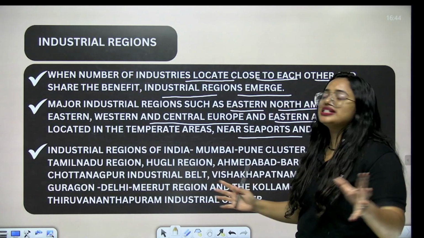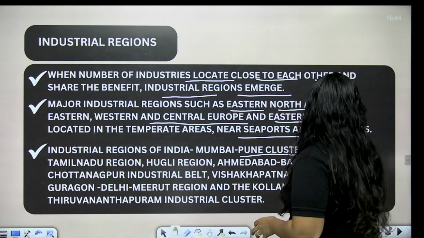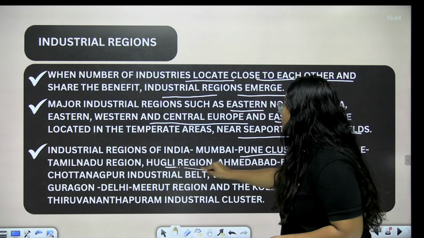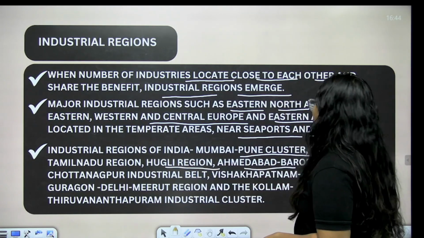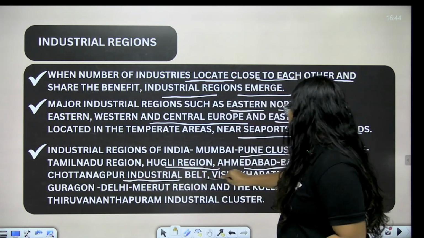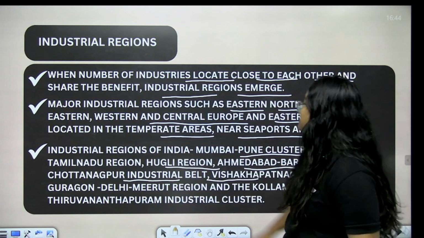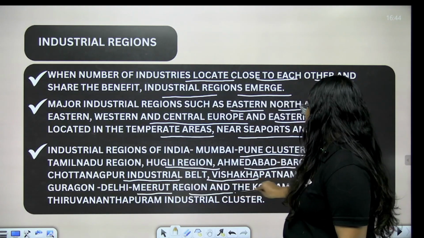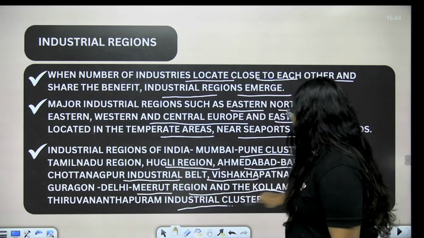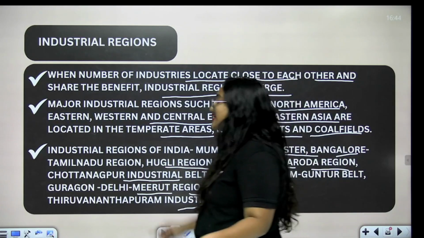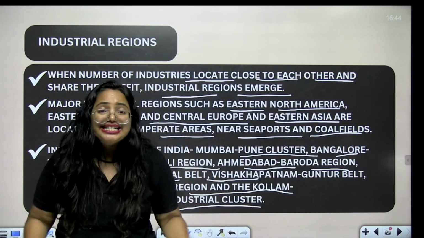India has various industrial regions such as Mumbai, Pune cluster, Bangalore, Tamil Nadu region, Hooghly region, Ahmedabad, Baroda region, Chota Nagpur industrial belt, Visakhapatnam, Guntur belt, Gurgaon, Delhi, Meerut region and Kollam, Thiruvananthapuram industrial cluster. So, these are the various industrial regions in India.